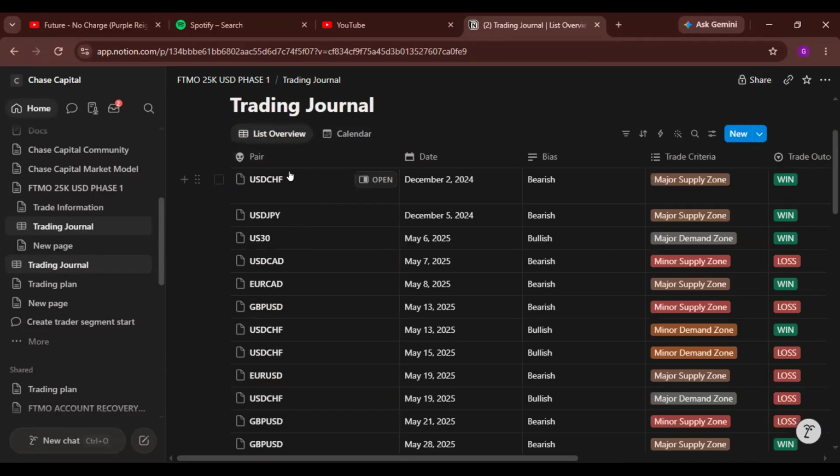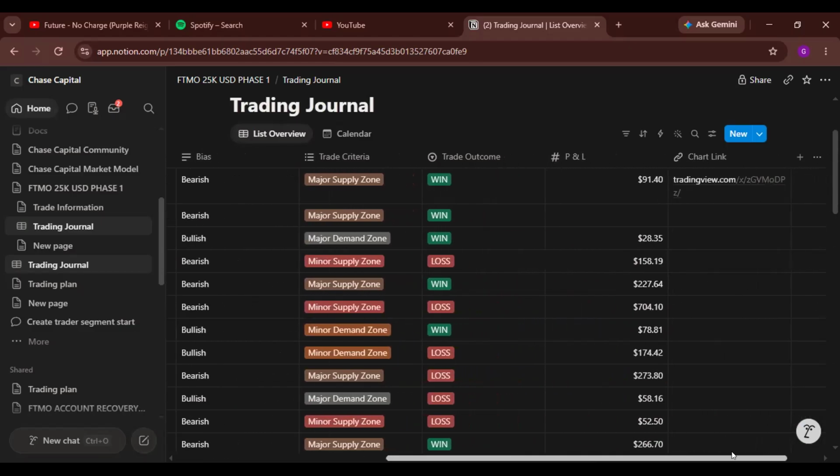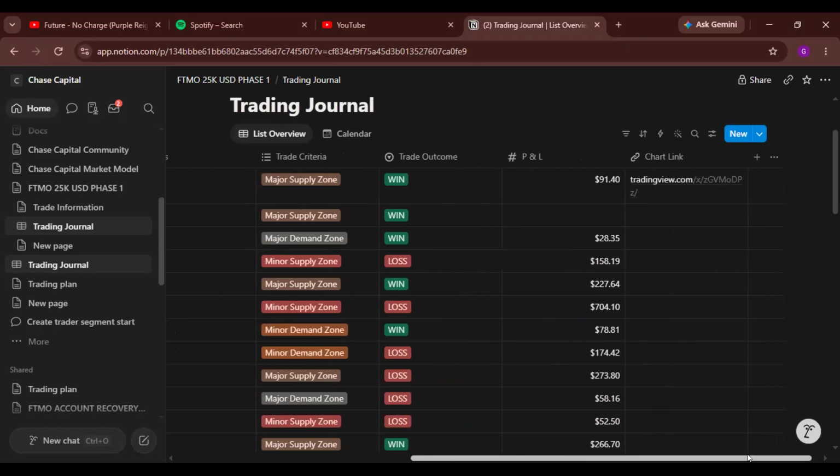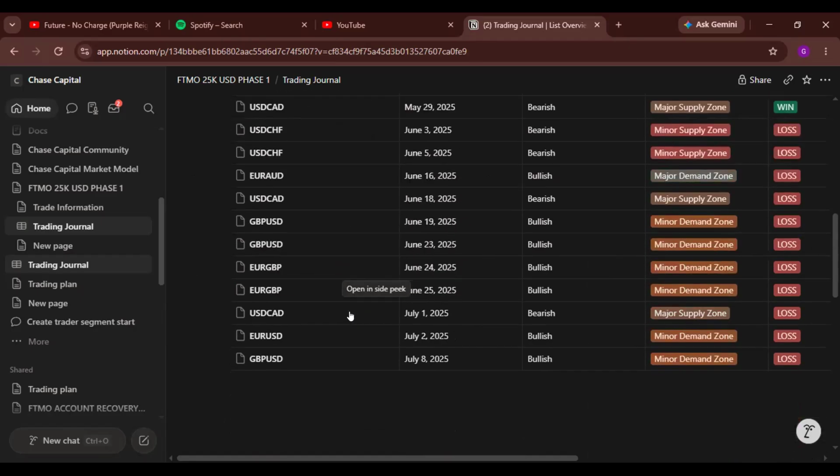Okay, so for a trading journal, you can either have it as a list like this. When you have it as a list, you come editing these areas and inputting your own parameters. You come in, add this, then go inputting your own parameters.